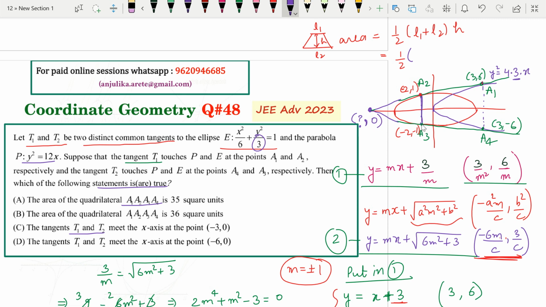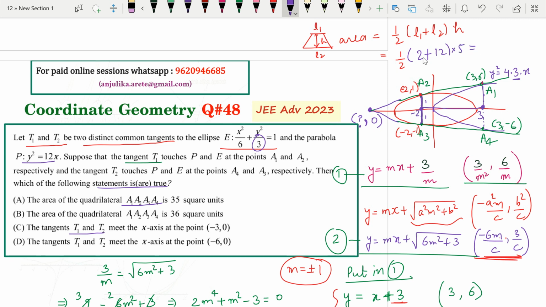What is this? The y coordinate is 1. So 1 plus 1, that's 2. Here the y coordinate is 6. So 6 plus 6, that's 12. What's the height? This distance is the height. The x coordinate here is 3 and the x coordinate here is minus 2. So 3 plus 2, that's 5. So 5 is the height.